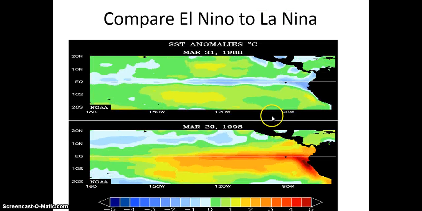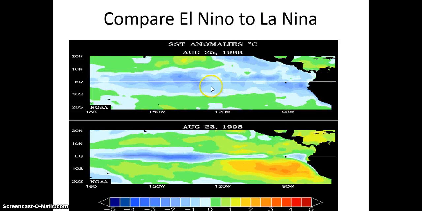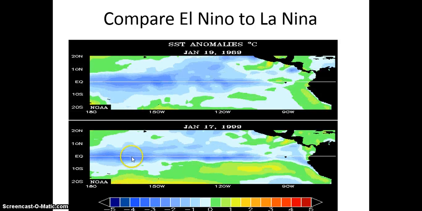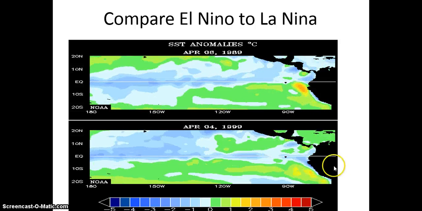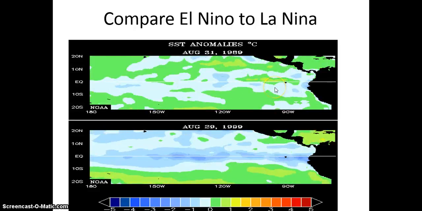Now, the opposite of El Nino is La Nina. La Nina is when the wind is blowing the water out, and El Nino is when the water overcomes the wind and rolls back towards South America. Here's South America, here's South America. You can see the difference in the two.